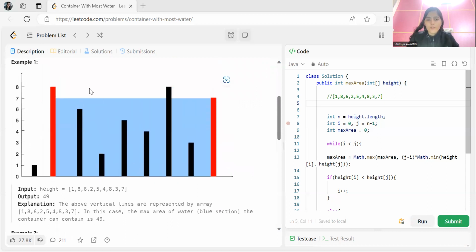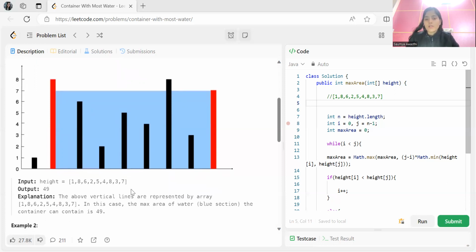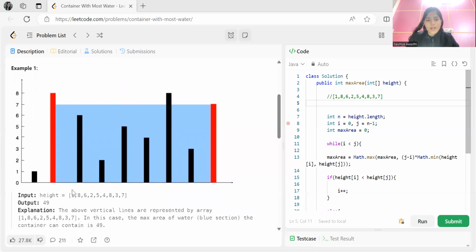For example, here for this particular case, they have said that the maximum amount of water that could be stored is 49. So how have they determined the same? If you see, these are the two lines they have taken under consideration. One with the height 8 and one with the height 7. If one is of height 8 and one is of 7, and you have to store water, then what will be the level? This much only, right? Water will not overflow like this, right?